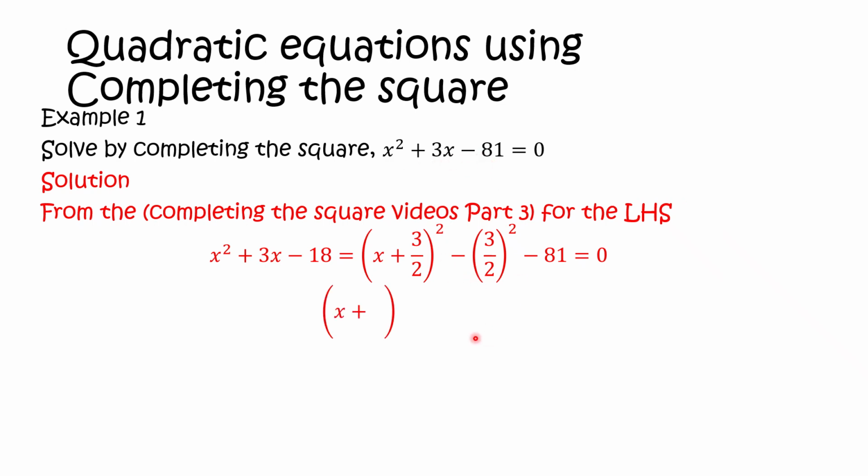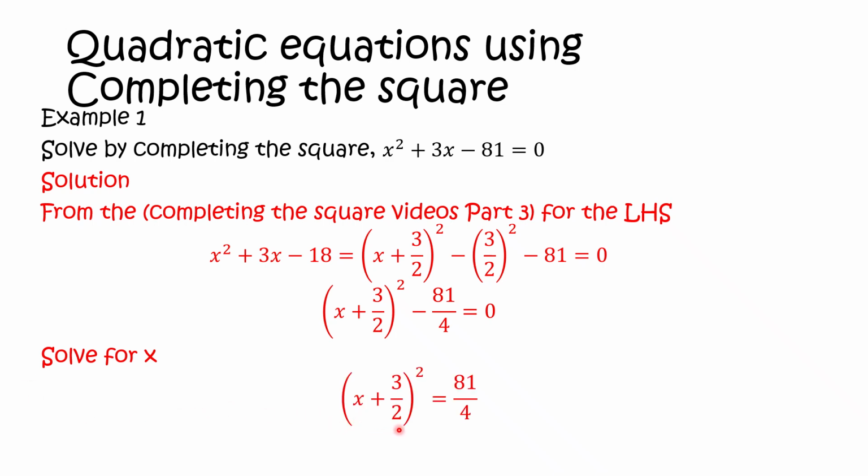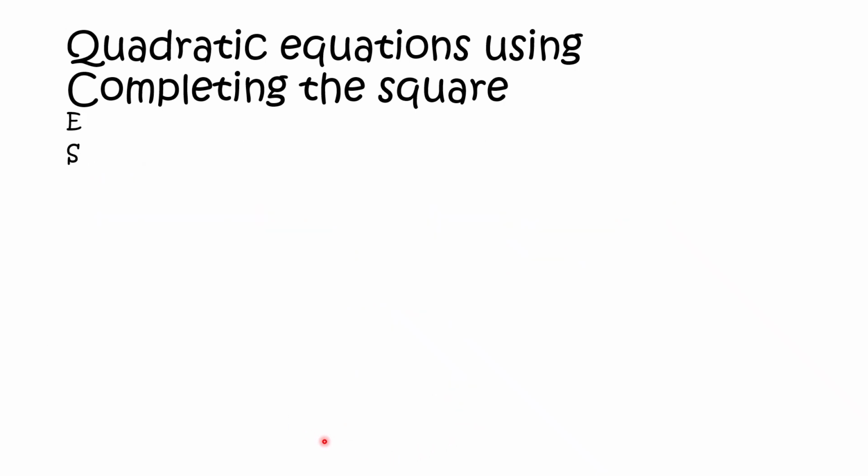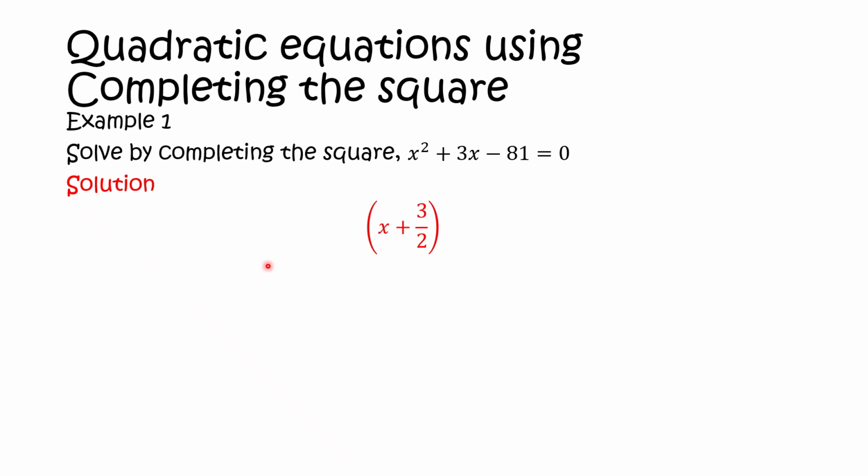Right, simplifying what we have on the left-hand side, we would get to that. And then we move on to solve for x. When we solve for x, we are going to have (x plus 3/2) squared is equal to 81 over 4. Then we make sure that we remove the squared by introducing the square root. And remember, when we introduce the square root, we are going to have a plus or minus, so negative and positive, of what we have on the right-hand side.